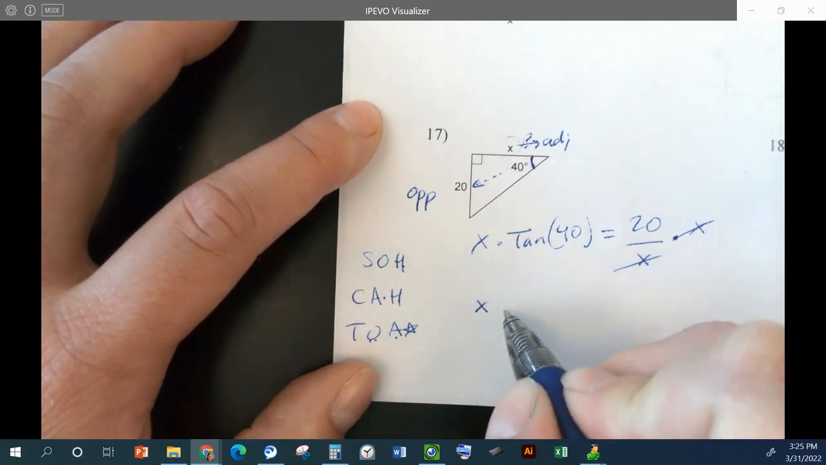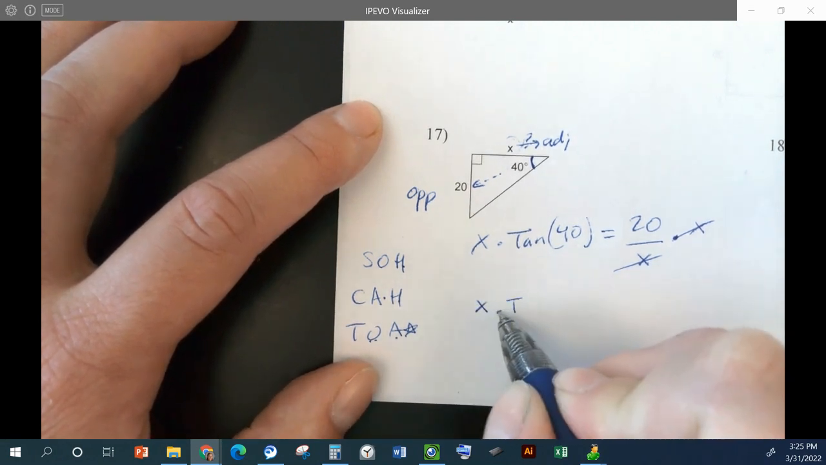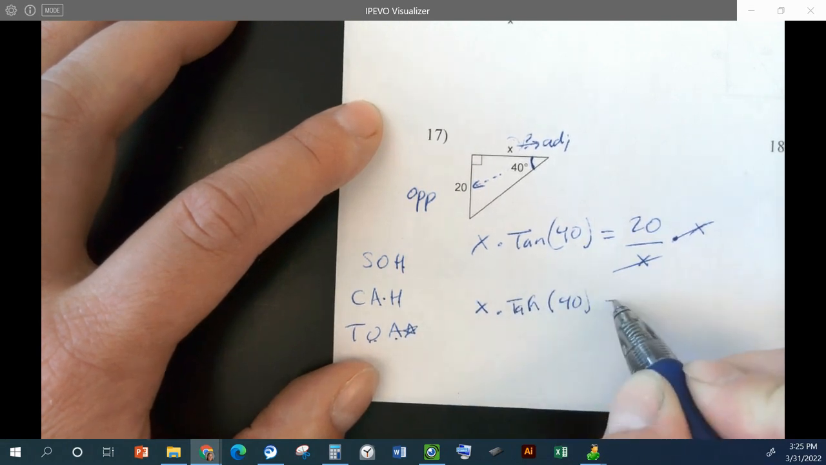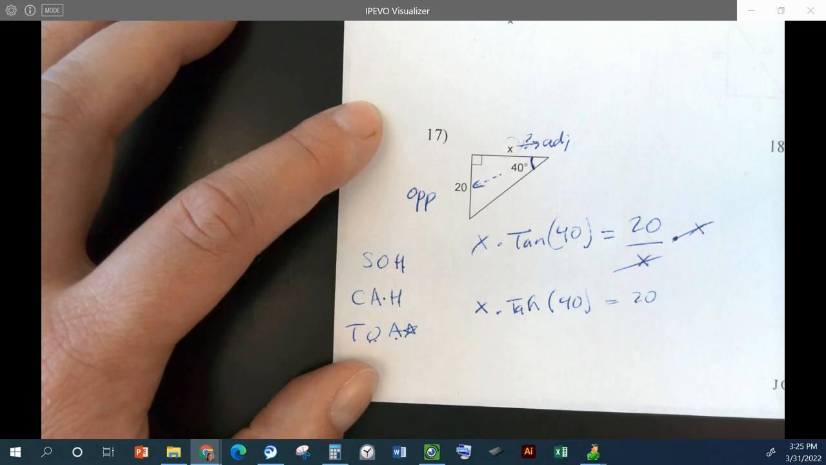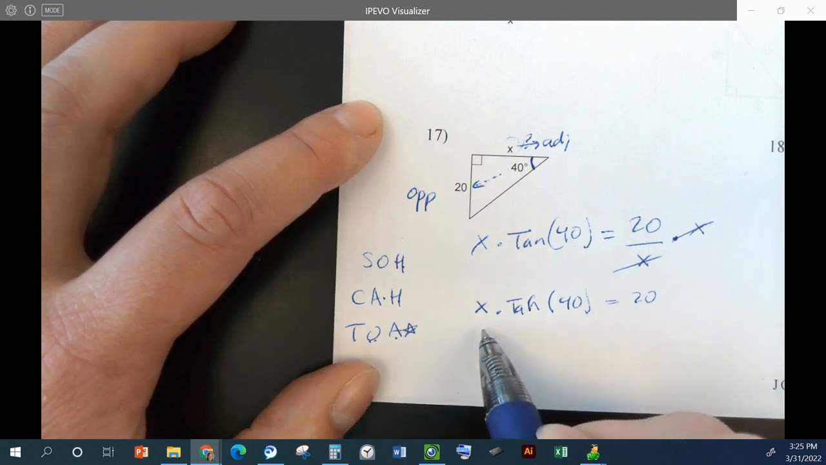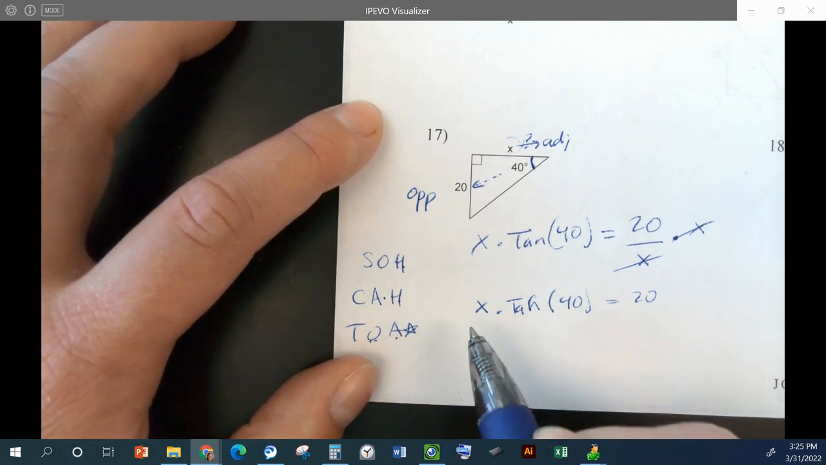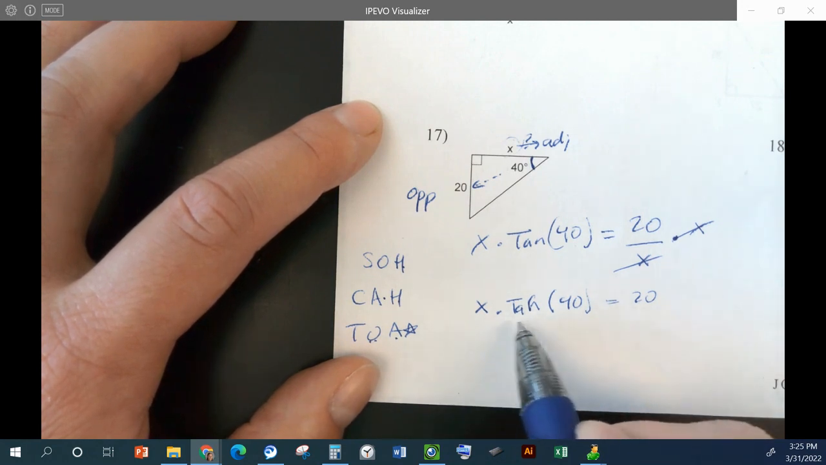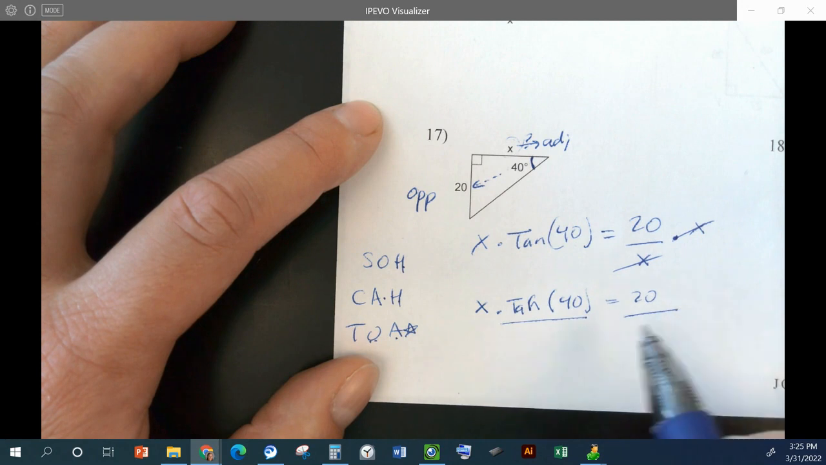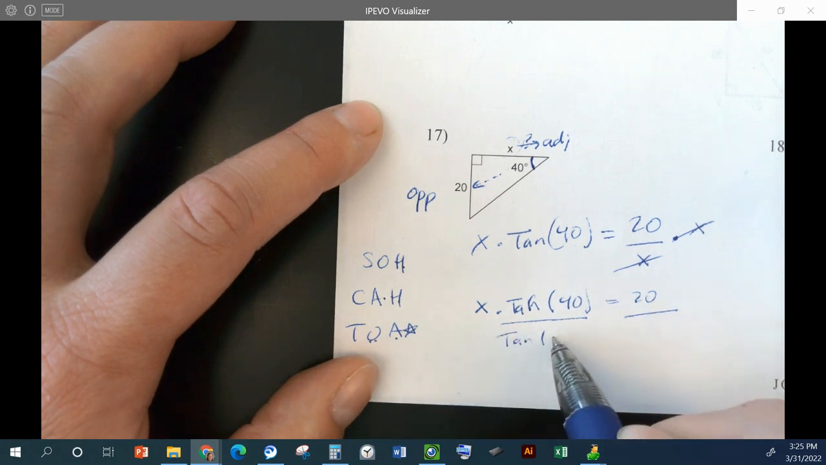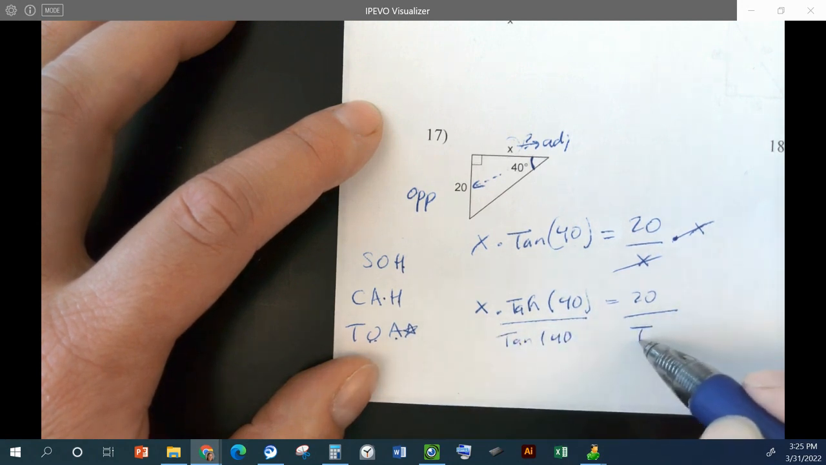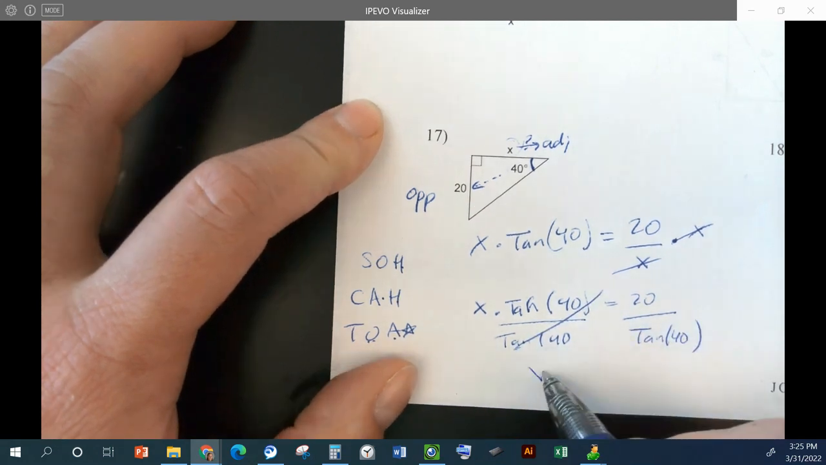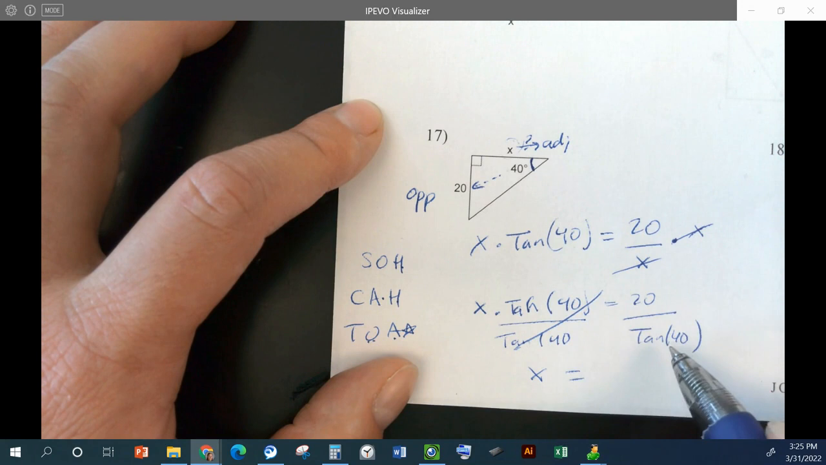So let's rewrite what we have. We have x times tangent of 40 is 20. So now to get x by itself, I have x times tangent of 40. The opposite of multiply is divide. So I'm going to divide both sides by tangent of 40. Now I have x is, and I can plug this in my calculator.